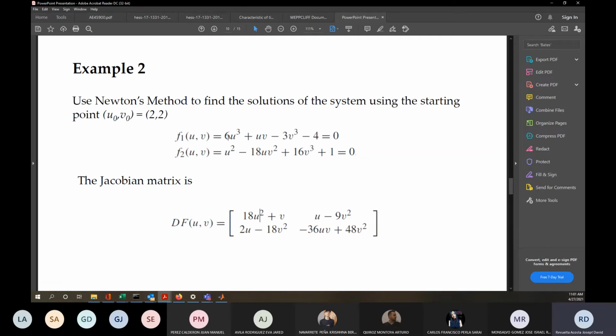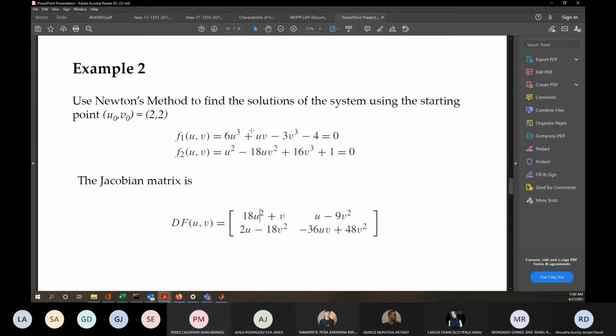So what's the derivative of this with respect to U? El primero sería 18U al cuadrado, ¿no? Más B menos 9 B al, no, es respecto a U, ¿verdad? Sí. Es el tercer término, pues se elimina, 0. Exacto. Quedaría 18 U al cuadrado más B, en la primera ecuación. Exacto. Ahora respecto a B, ¿cuánto da? U menos 9 por B al cuadrado.